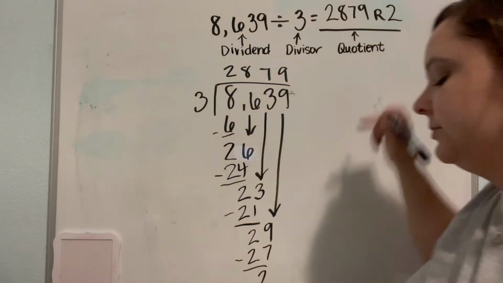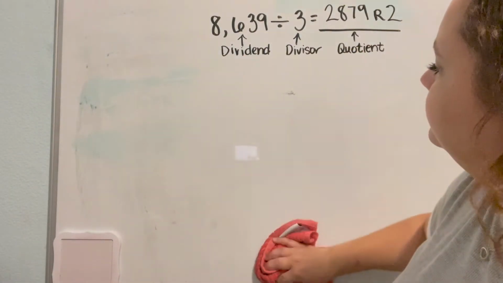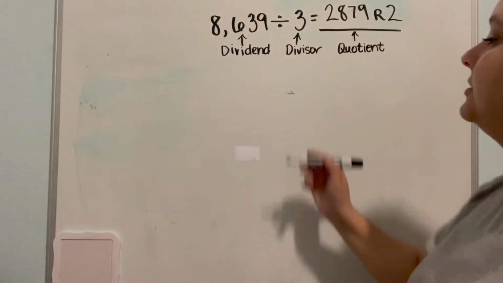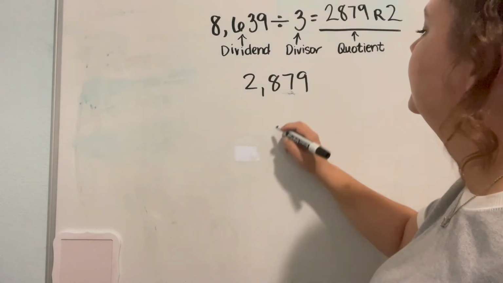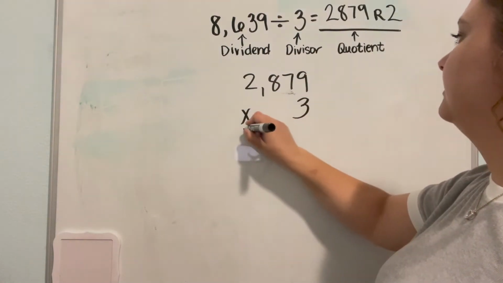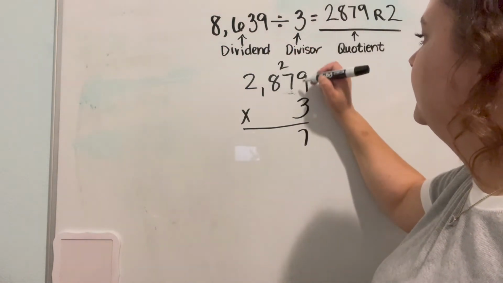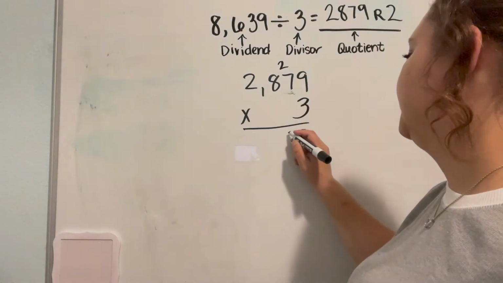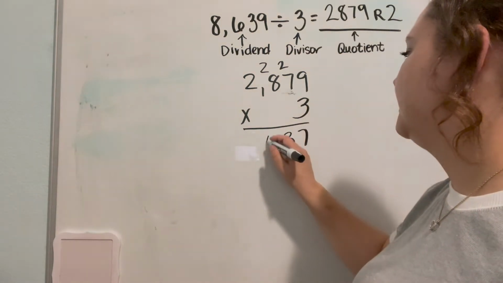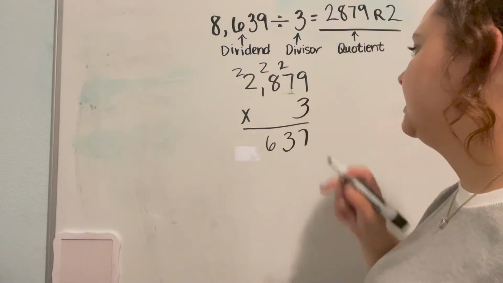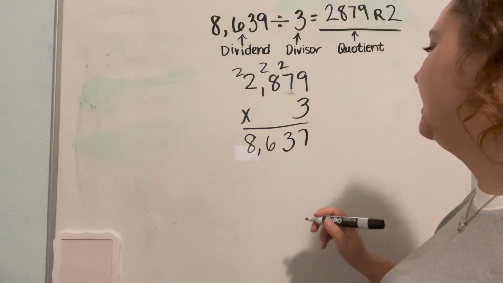So now all that's left is to check my answer using the inverse operation. So I have 2,879 times 3. 9 times 3 gives me 27. 7 times 3 gives me 21, plus 2 gives me 23. 8 times 3 is 24, plus 2 is 26. 2 times 3 gives me 6, plus 2 is 8. And now I need to add my remainder of 2.